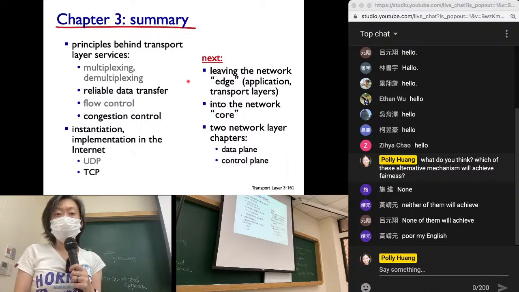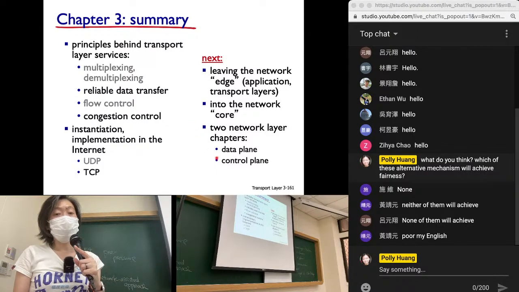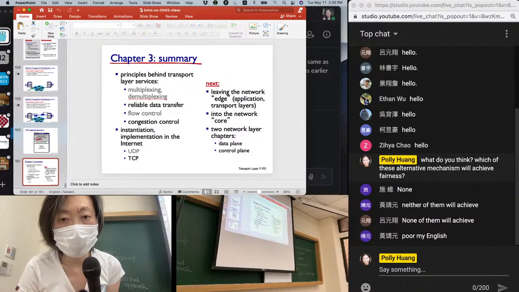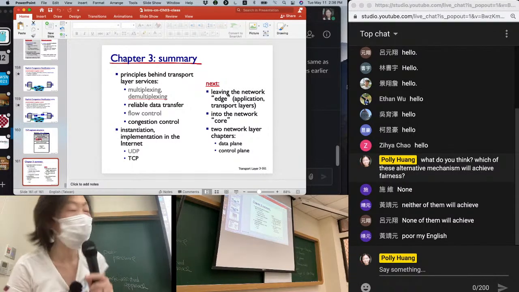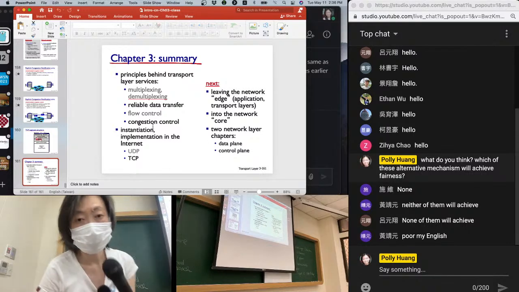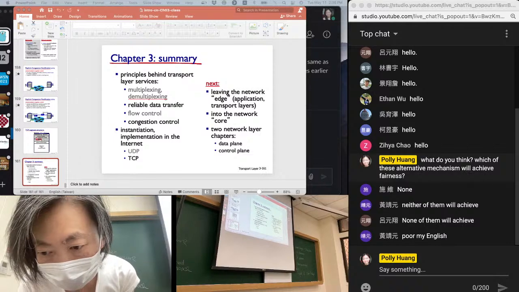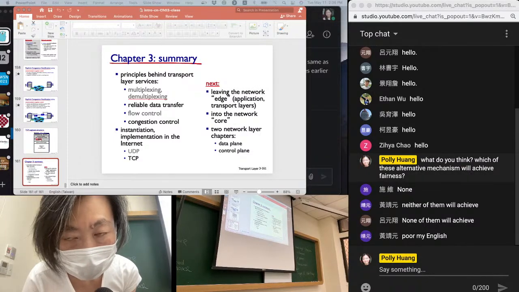Starting now, we'll be leaving the edge of the internet and entering the core. So the next two chapters are separated this way. Both of them are network layer, but chapter 4 is about the data plane, chapter 5 the control plane. So chapter 4 and 5 are very special because the network layer is a little bit special as well. Let me come back and give you the chapter 4 slides, which is right here.